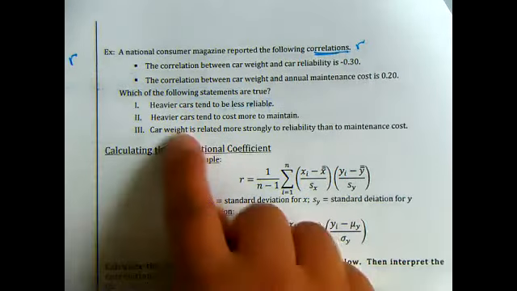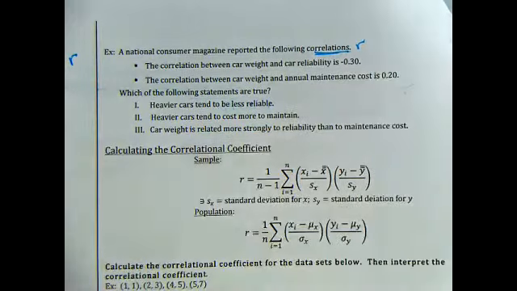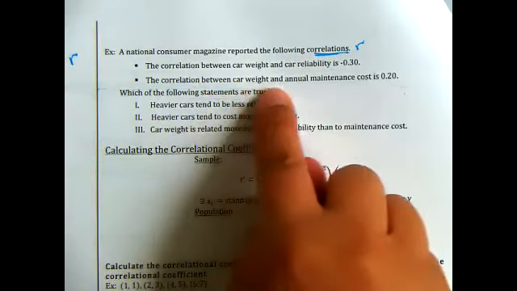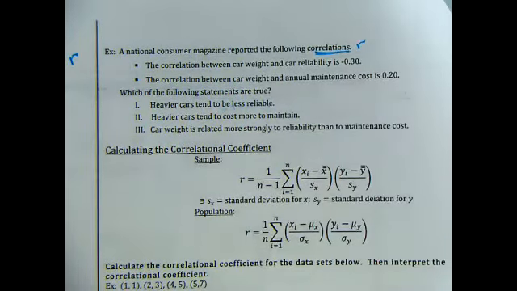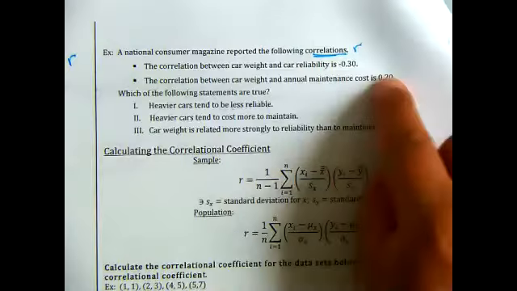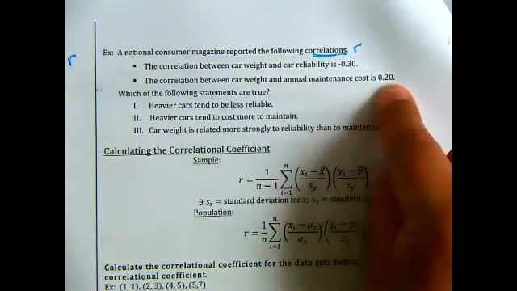Okay, and then this one says heavier cars tend to cost more to maintain. Okay, the correlation between car weight and annual maintenance is only 0.2. What does 0.2 mean for R? Is that a strong correlation? Is that some correlation, or is that a weak correlation? Look at these numbers, right? Are these strong correlations, some correlations, or weak correlations?